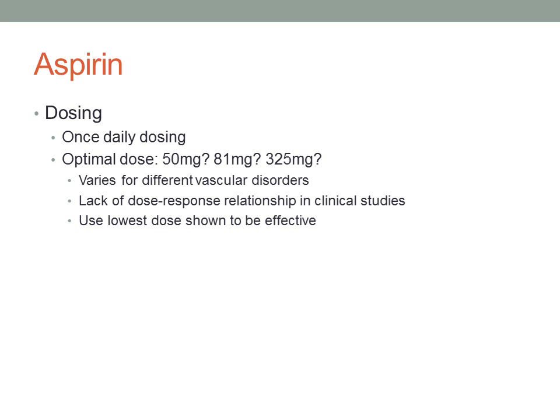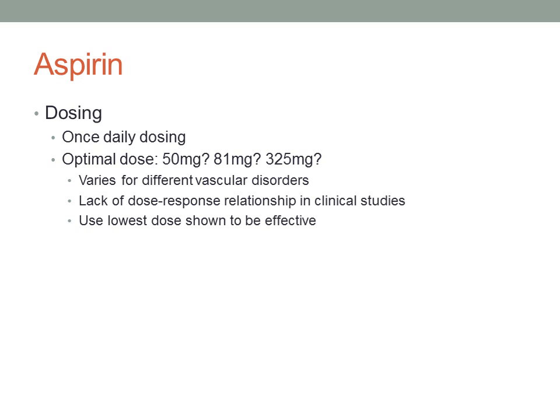We know that we dose aspirin once daily when we're giving it as an antiplatelet because it knocks out thromboxane A2 production for the life of the platelet. But how do we know what dose to use? Do we use 81 milligrams? Do we use 325 milligrams? Well, the right dose varies for the different vascular disorders.